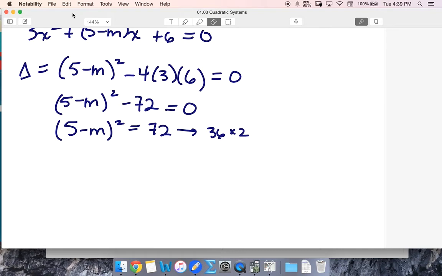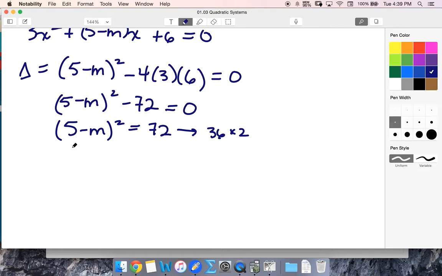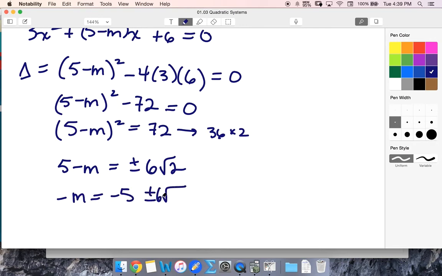So let me just get rid of it. All right. So 5 minus m, I'm going to square root both sides, get plus or minus square root of 72, which is the same as square root of 36 times square root of 2. So 6 root 2. I'm going to move over my 5. Here, when I divide by the negative, that's going to change to minus plus, but it doesn't matter. Those are 2 answers. So let's go back and look at that in Desmos.